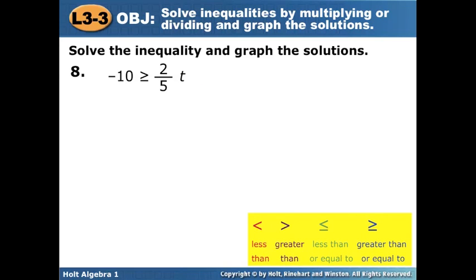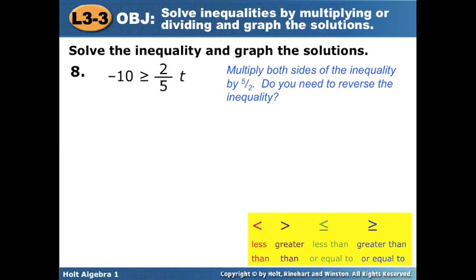Example number 8. Copy this to your notebook paper. We have negative 10 is greater than or equal to 2/5 t. Here they multiply by 2/5. When you divide by fractions, that really means that you should multiply by the reciprocal. I should never see you dividing by a fraction. You'll multiply by the reciprocal 5/2.